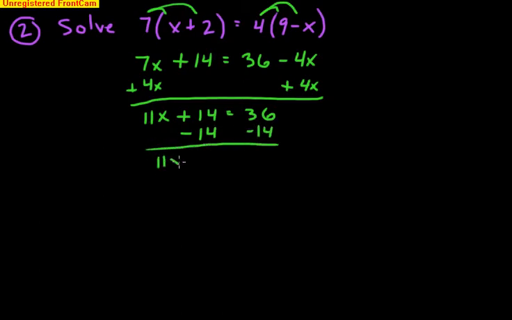11x comes down, 14's cancel, and 36 minus 14 is 22, and we will divide by 11 to get the x completely alone, and our final answer will be x equals 2. Okay? So distribution, right? Distribution, the first step. Okay, let's move on to another problem.